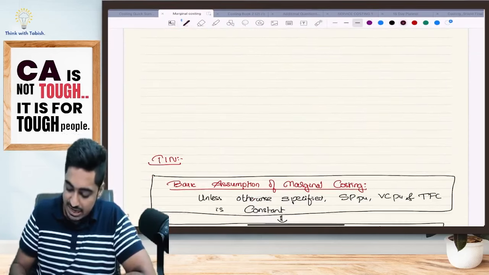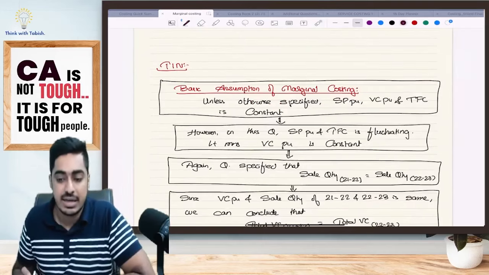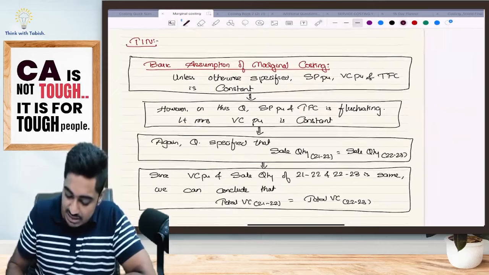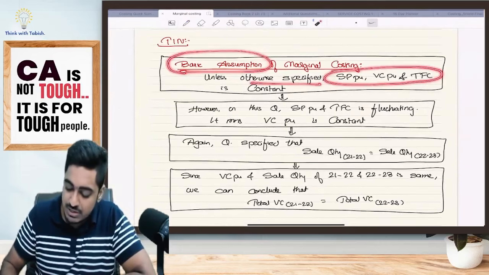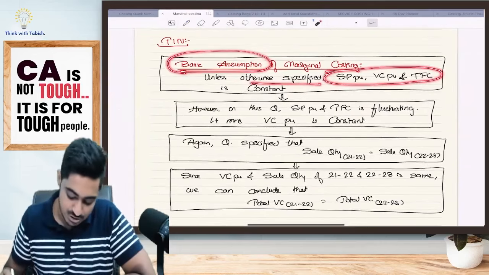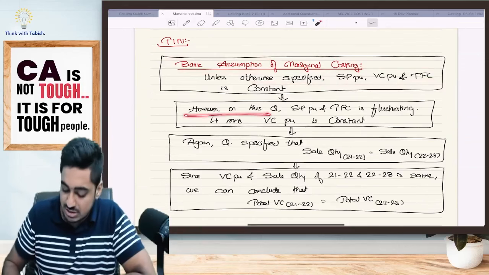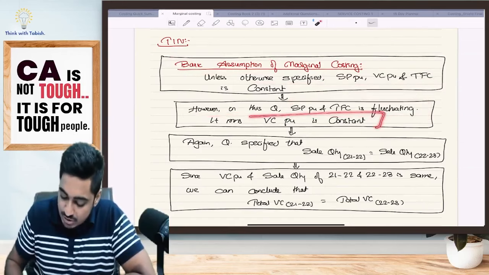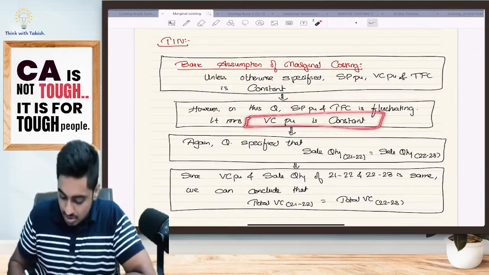Yes, look at this. I have written down this entire thing as to what is new in this question. Basic assumption: unless otherwise specified, selling price per unit, variable cost per unit, as well as total fixed cost are constant. However, this question is telling me that selling price and fixed cost are fluctuating. That means I cannot use that data. That means only which data can I use? Variable cost per unit is constant.